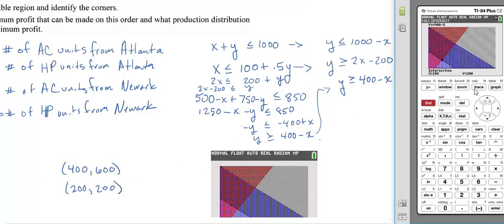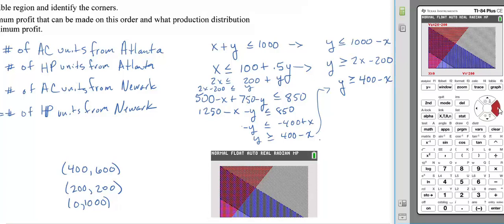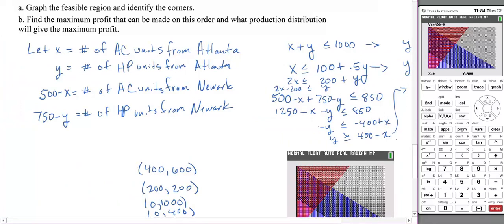And then I'll do some tracing here. Just do trace, hit 0, enter, that's 0, 1000. And then trace again, except we want to be on y3. Go ahead and hit 0, enter, lands on that 0, 400. Okay, so those are the corner points of the feasible region. What we need to do is now optimize this.